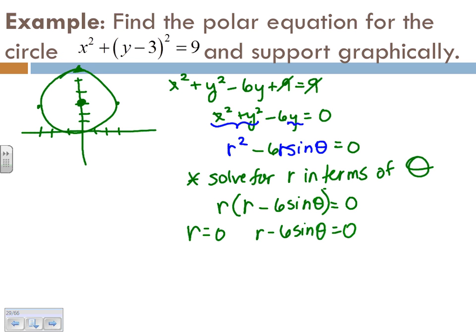Well, r equals 0 is just the what? Yeah, so that's the pole. We're not worried about that. That's not going to give me any graph. So that's why we can just say, okay, the graph I want to solve for is over here. So what's r going to equal? 6 sine theta.